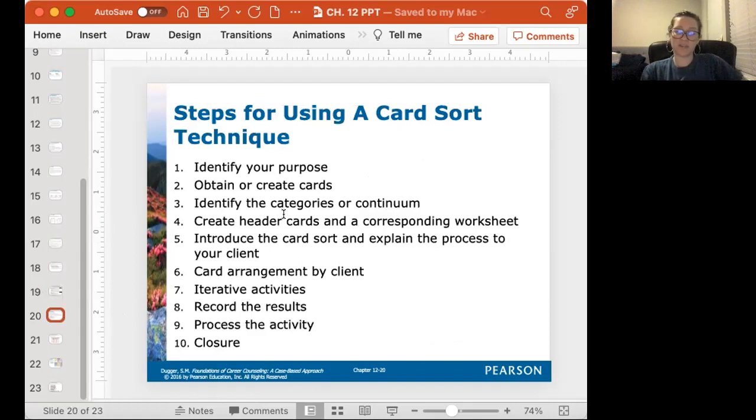So the steps for using a card sort technique, just glossing over the entire thing that we've looked at here: Identify the purpose. Obtain or create cards. Identify the categories or continuum, and create header cards and a corresponding worksheet that can help you with organization. Introduce the card sort and explain the process to your client. Allow the client to arrange the cards. Be iterative in the activities. Record the results and process the activity and what they came to discover about themselves, or about the workforce, or what their preferences are. And then you would have a closure.